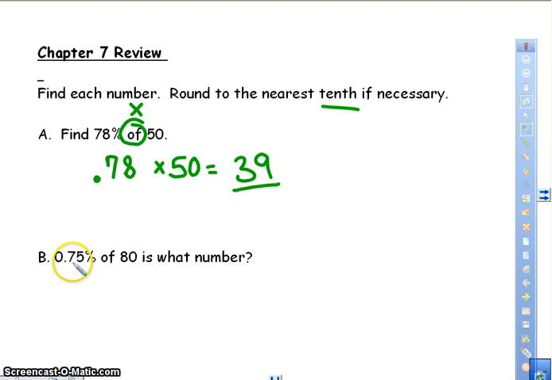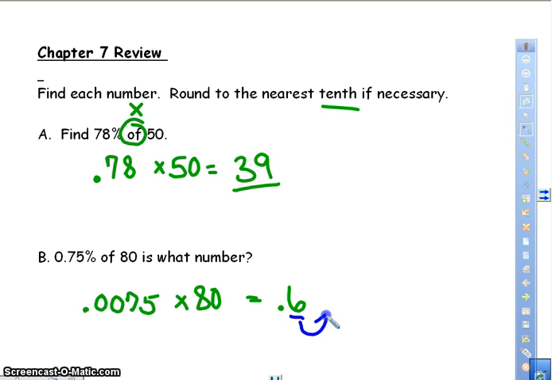0.75% of 80. 0.75% is 0.0075. Remember, you're taking this number, your percent, and you're dividing it by 100 to change it to a decimal. Of 80, so we're multiplying by 80. So in my calculator, I'm going to plug 0.0075 times 80, and you get 0.6. So once again, I didn't have to worry about rounding to the nearest tenth. If I did, remember the first place behind the decimal is the tenth spot. I look back at the hundredths to decide whether to add one or to keep it the same. Okay?